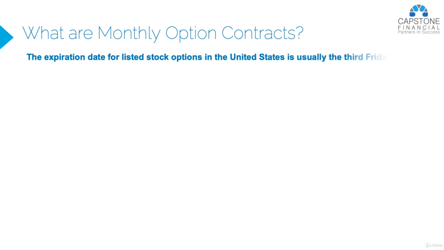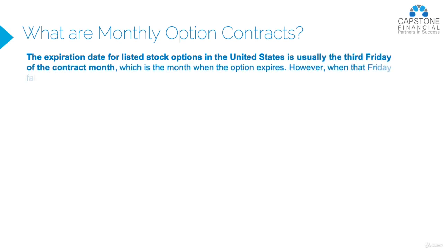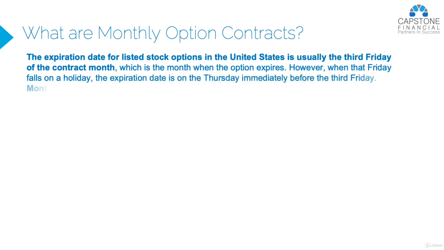The expiration date of a monthly option contract tends to fall on the third Friday of every month. However, there are some months where it needs to fall on a Thursday because the Friday that it's supposed to expire on doesn't happen to be a trading day.